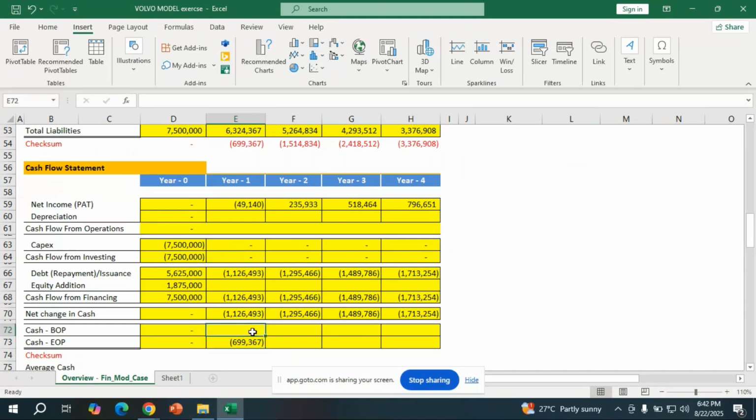So, beginning of the period is again 0. Okay, now again I will bring back here. So previous year's ending or closing balance will become this year's opening balance. So that's it. Okay, so again net change in cash is what, equals to.